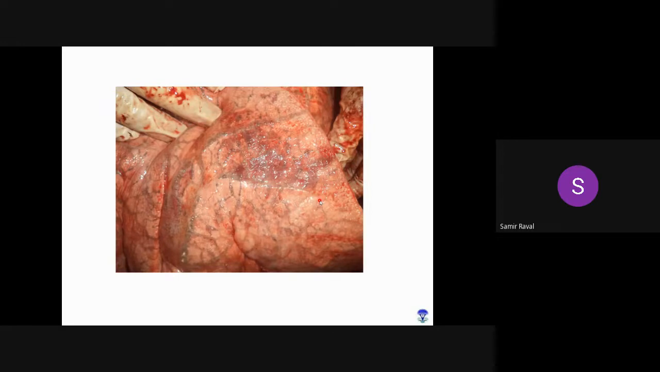Then species and type of changes. Emphysema. Very good. Which type of emphysema? Interstitial or alveolar? Interstitial. Very good, right? So this is the lung of cattle and this is showing interstitial emphysema.